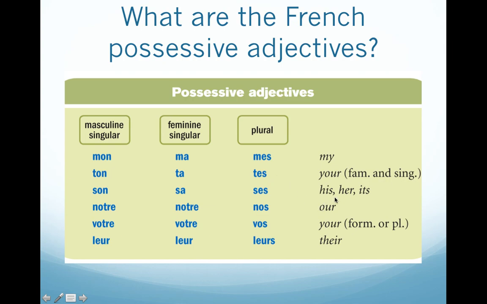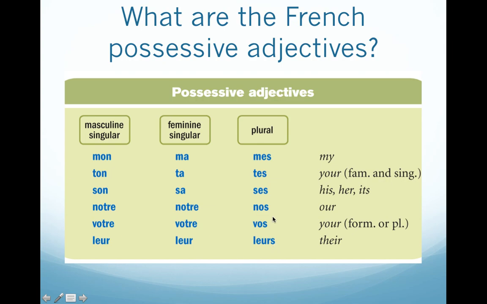If you're saying his, her, or its, masculine singular is son, feminine singular is sa, plural is ses. For our, it doesn't matter if it's masculine or feminine. If it's singular, you use notre. If it's plural, you use nos. For vous, if it's singular, you use votre. If it's plural, you use vos. And for their, if it's singular, you use leur. And for plural, you also use leur, pronounced the same way but with an S at the end.